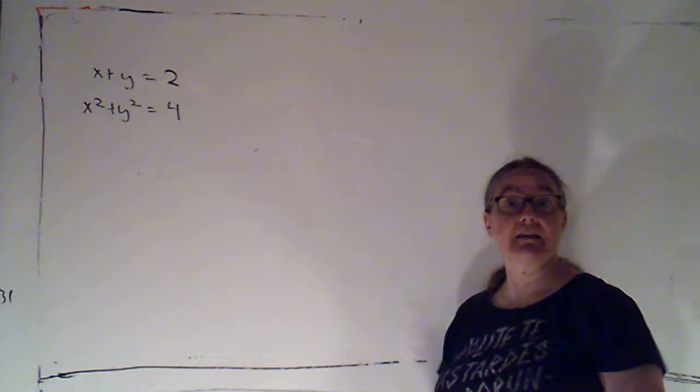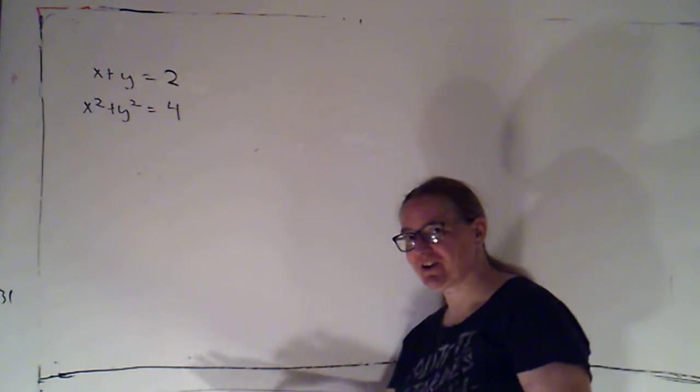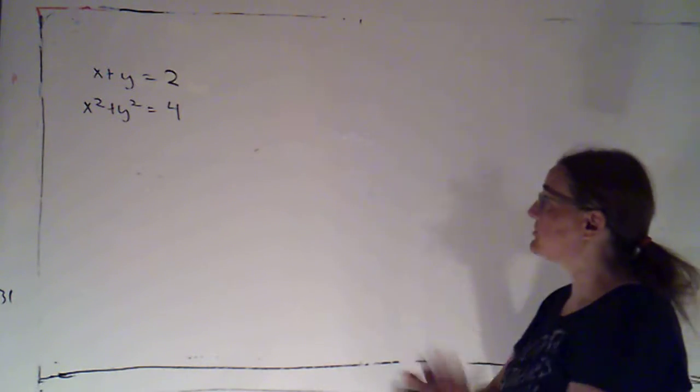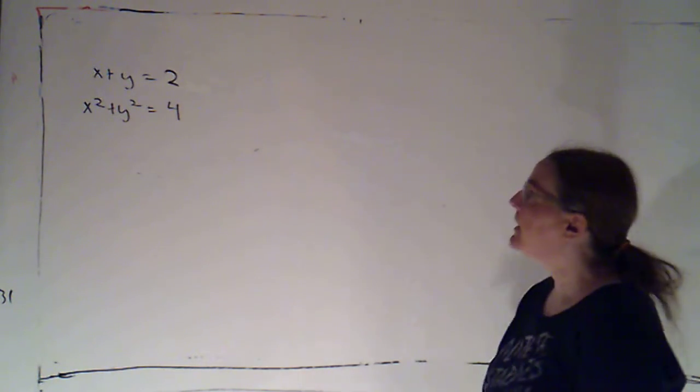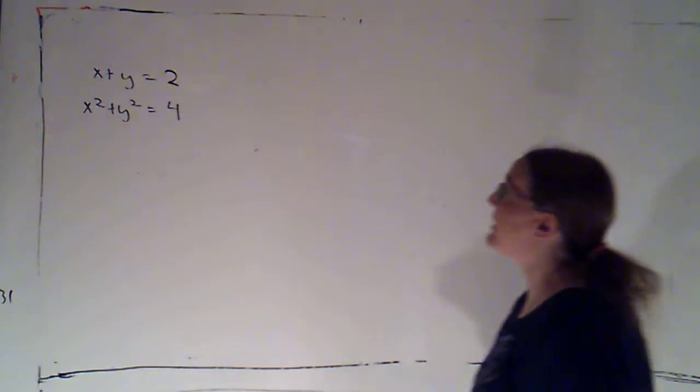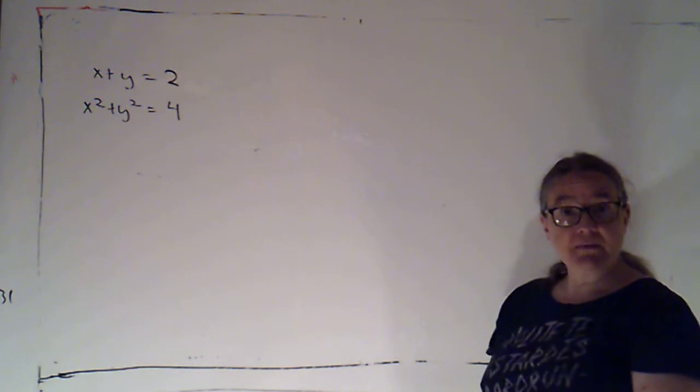So you'll often see this, that one of the equations is linear, meaning its graph is a line. The other equation is not, meaning that its graph is some other sort of curve. And I might even recognize this graph would be a circle. Okay, so I'm going to solve this by substitution.